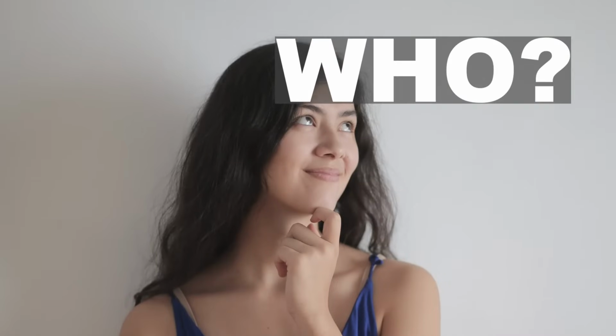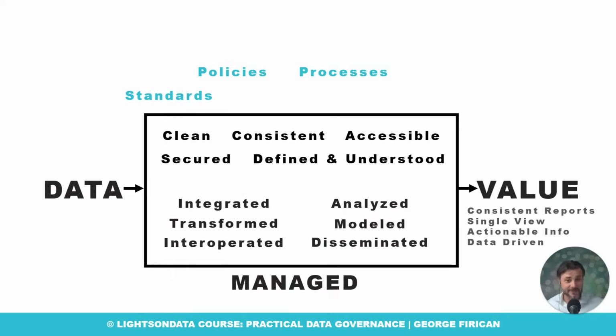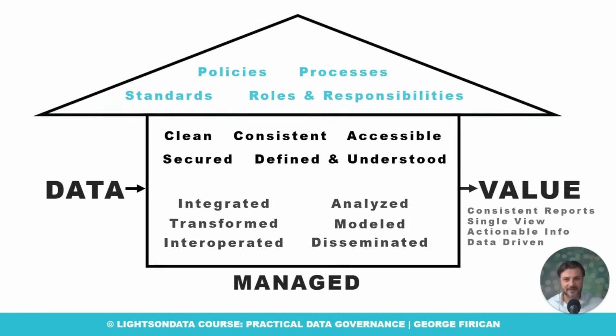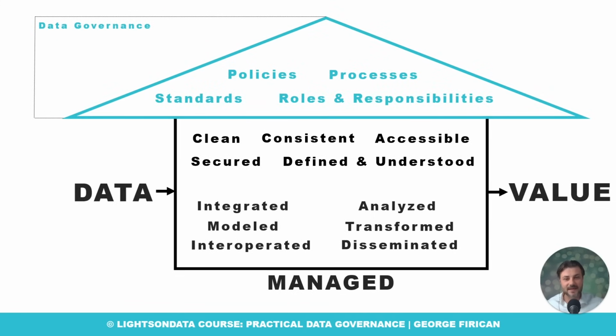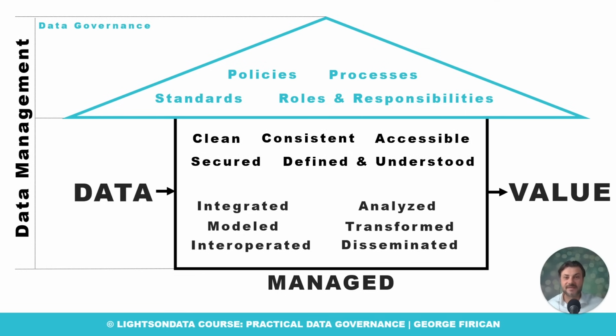And who's going to create all of these policies, processes, standards, rules, and definitions? Who will approve them? Who will maintain them? Who will enforce them? Well, we need roles and responsibilities. So all of this that you see in this triangle, all of that is really data governance, which in turn is part of data management, which is this entire thing here. And data management is really that business function of planning for, controlling, and delivering data and information assets.